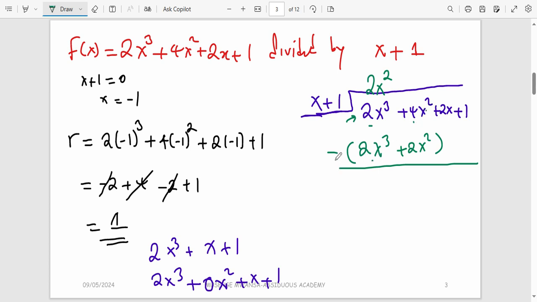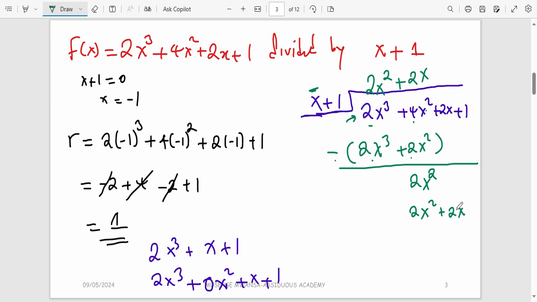4x squared minus 2x squared, the answer is going to be 2x squared. Okay, like that. What is going to be the next thing that we are going to do here? The next thing that you do is, take again this x into 2x squared. So 1x will cancel. So the answer is going to be only 2x. And again, get this 2x, you multiply with x plus 1. So that will be 2x times x, that is going to be 2x squared. 2x times 1, that is going to be 2x.